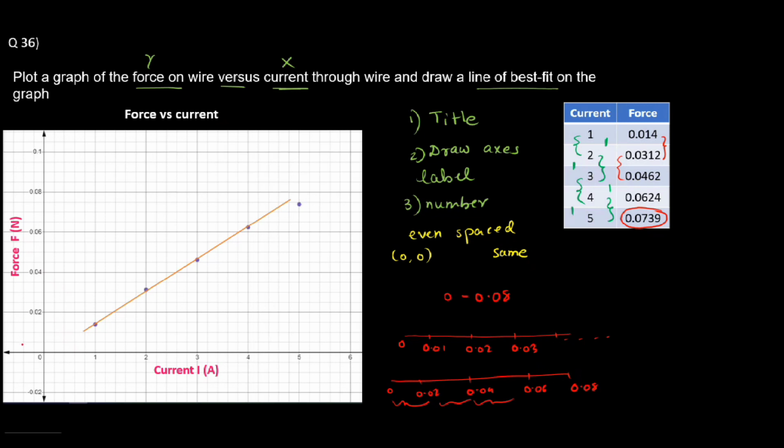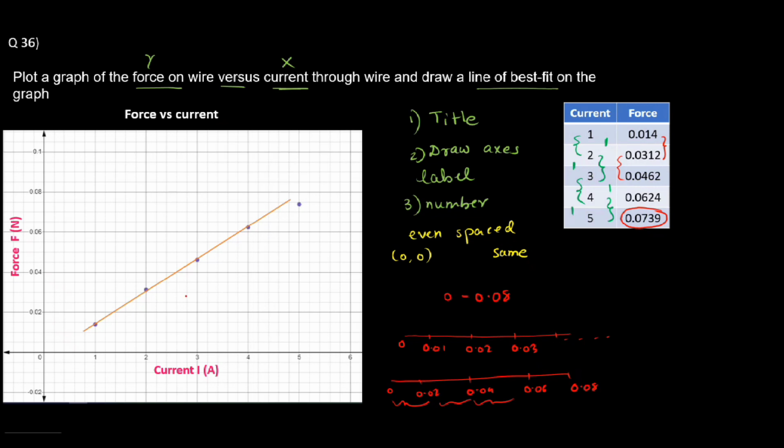So here for force, I have taken a scale of 2. Each unit over here is 0.02. So when I go up, you go from 0, 0.02, 0.04, 0.06, and 0.08. So now they are evenly spaced. This is the proper way of numbering your axis. After numbering the axis, you will plot the points. You compare the numbers on the x-axis to those on the y-axis and plot the point. And after plotting the points, you draw the line of best fit.